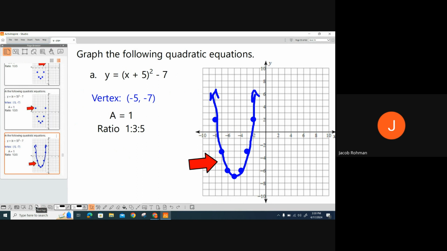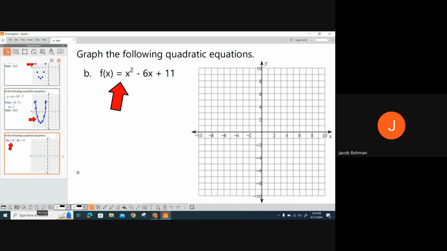And then example B, here again, we're given a quadratic function in standard form, and we want to graph this. So in order to graph it quickly, we need to get it into vertex form. And to get it into vertex form, we've got to complete the square. But adding 11 here is not going to complete the square.